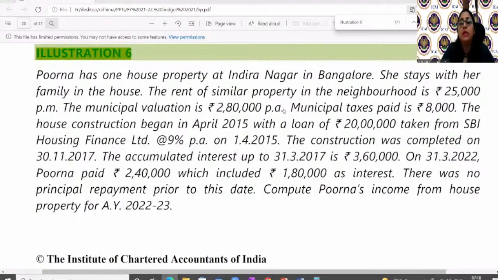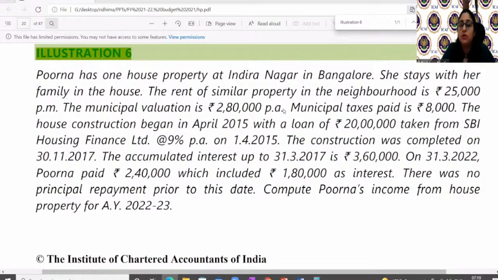House construction began in April 15 with a loan of 20 lakh taken from SBI Housing Finance Limited at 9% per annum on 1st April 2015. The construction was completed on 30th November 2017. The accumulated interest up to 31st March 2017 is 3,60,000. On 31st March 2022, Poorna paid 2,40,000, which included 1,80,000 as interest. There was no principal payment prior to this. Compute Poorna's income from house property.